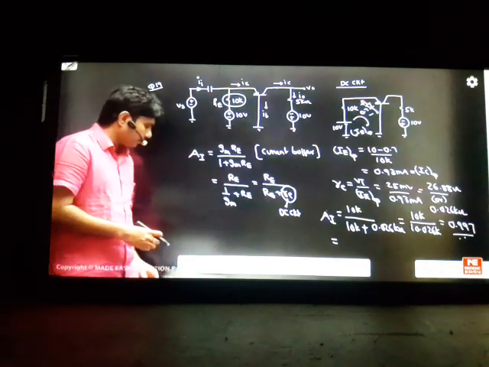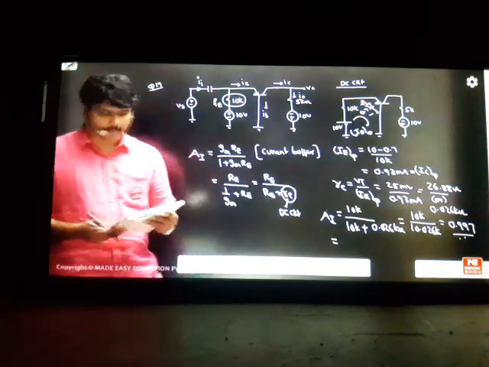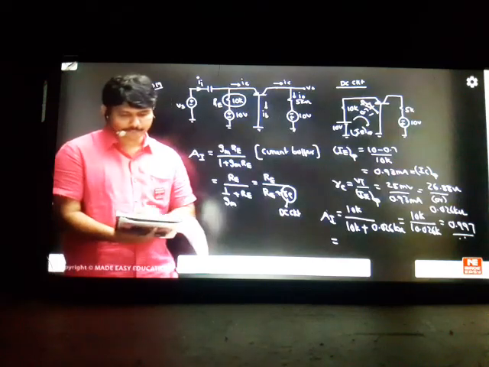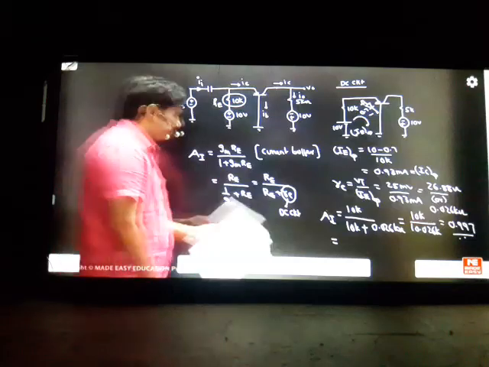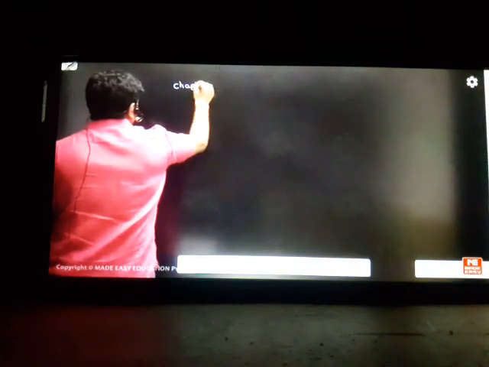So this completes my concept on 2 problems based on common base. Now come to the final analysis. If I go for MOSFET questions, what questions are there? Let's see. MOSFET questions will be the final. Chapter number 7, MOSFET questions. We have 2 questions I think here.